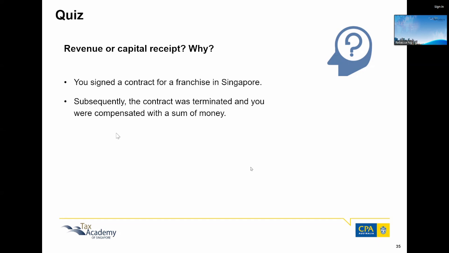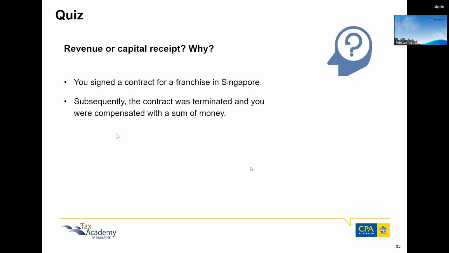And then the entire profit-making structure of the company will be considered as destroyed. So the signing of this franchise contract is not considered as one of the ordinary trading contracts. So the compensation money received for the termination of the franchise will be considered as capital receipts. Okay.